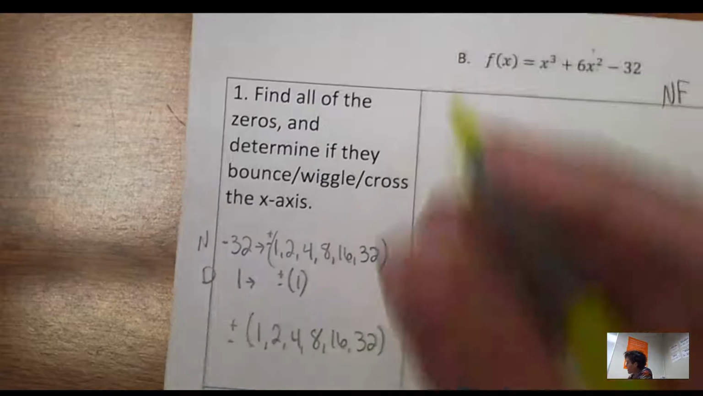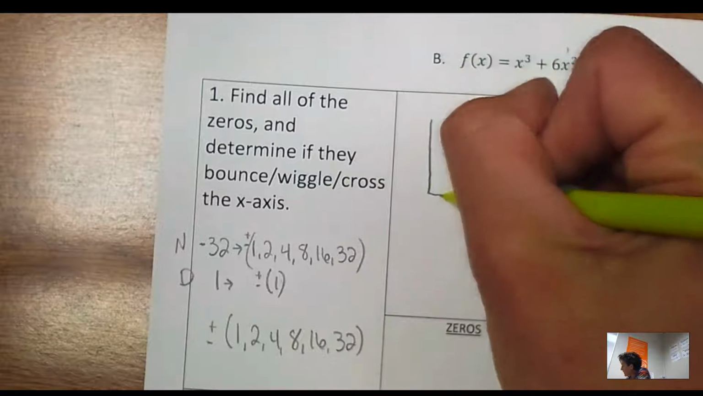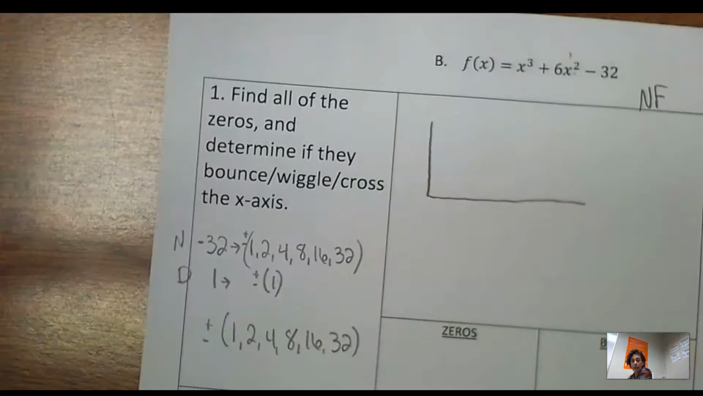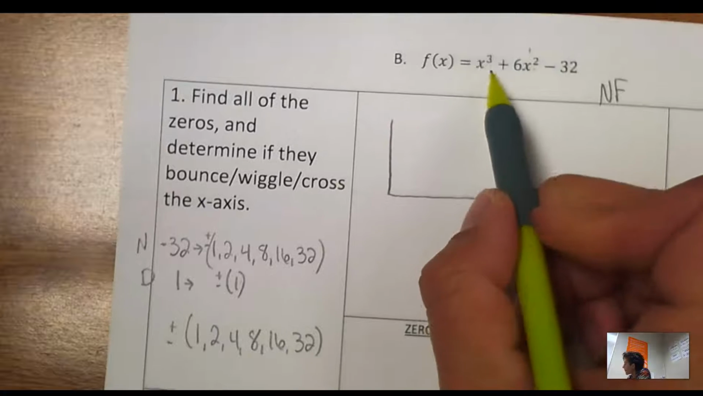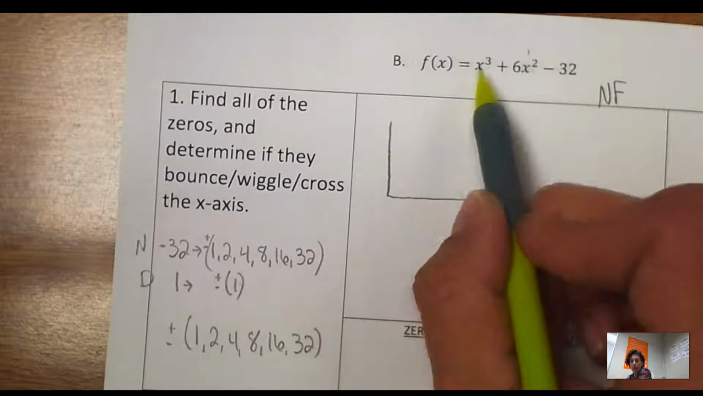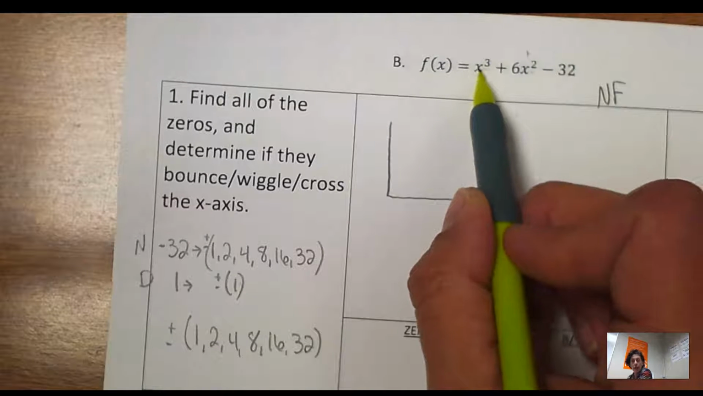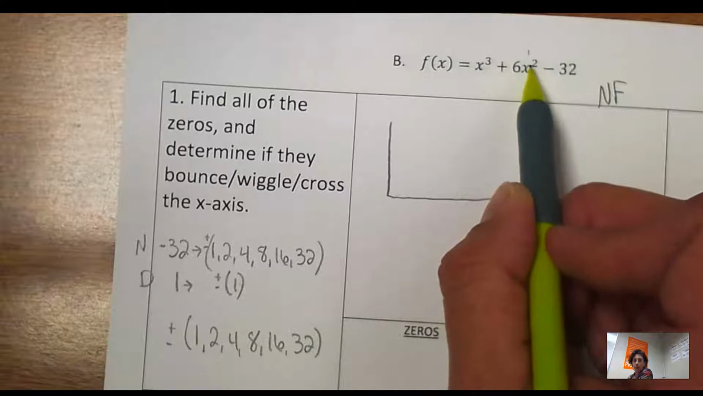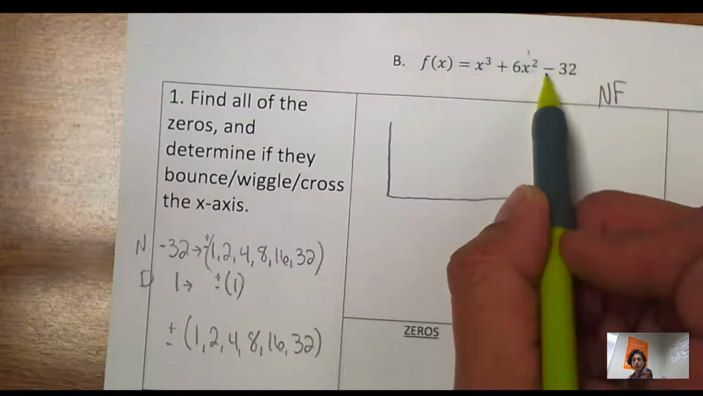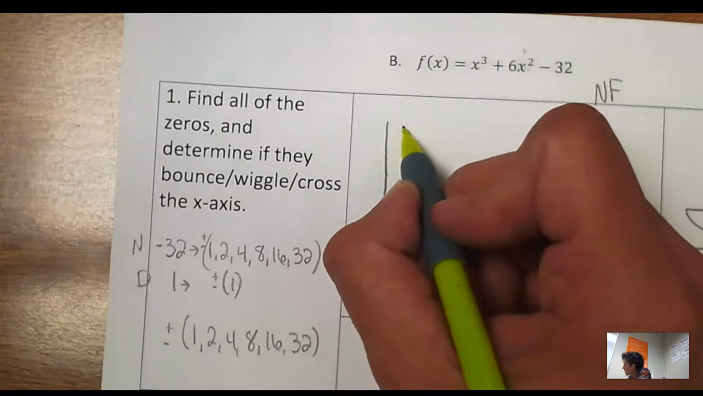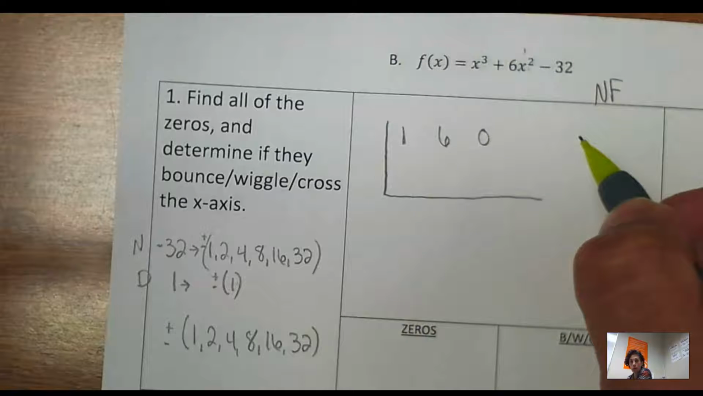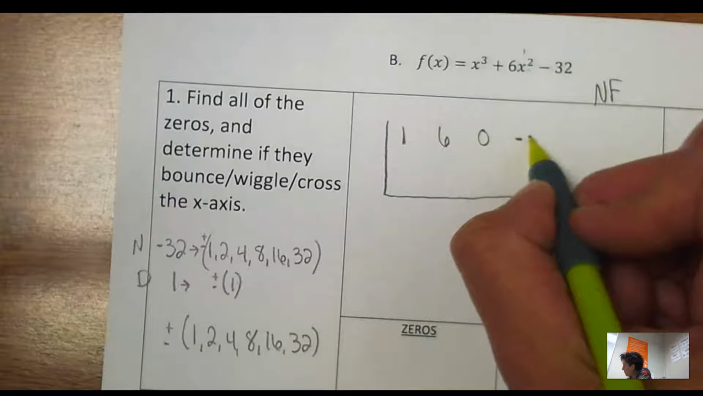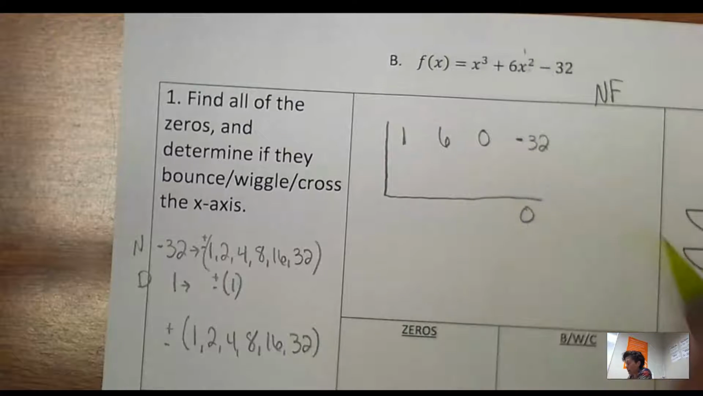So I should start testing those numbers till I can get one that works. And remember, it works when I get 0 at the end. So first, when I put my numbers in here, I need to have my countdown, the third power, the second power. I'm missing the first power, so I'll put a placeholder in and then just the plain number. So there's 1 for the first power, there's 6 for the second power, here's my placeholder for the first power, and then my plain number, and remember, I should get 0.